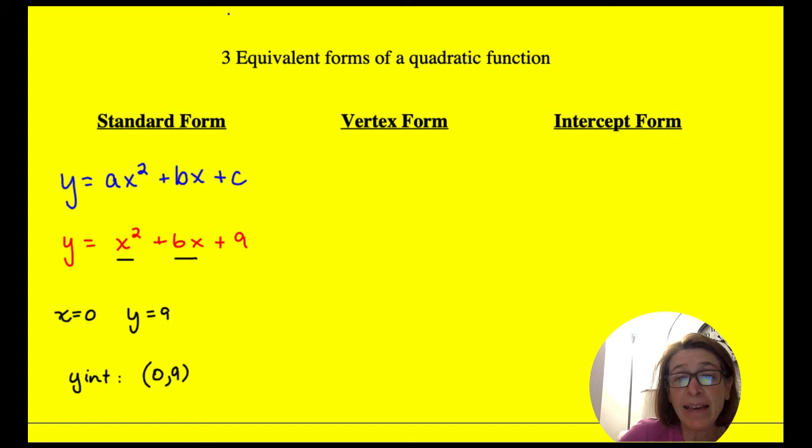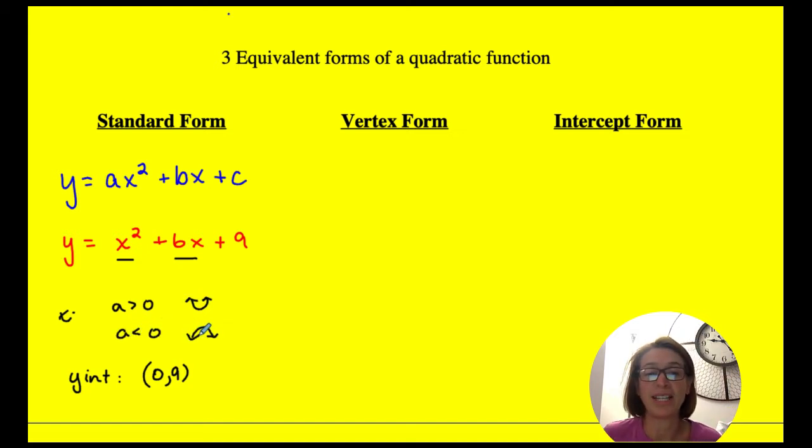Now, a also can tell me some more about the graph. Remember, we learned about a telling us if it opens up or down. And so if a is greater than 0, it's going to open up. And if a is less than 0, it's going to open down. Okay, but for now, that's all you need to know is really just the form. I want you to get used to seeing the form.